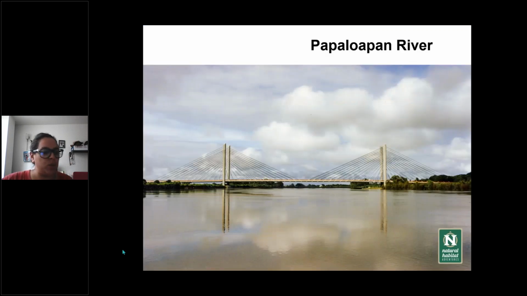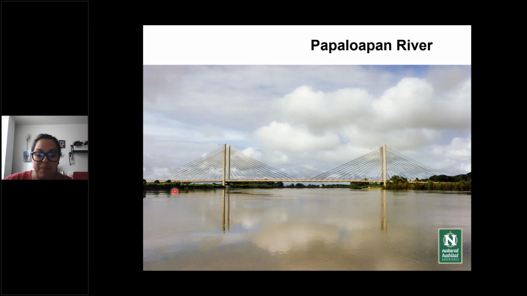Very close to Tres Zapotes, still in the state of Veracruz, we have the Papaloapan River. I consider this to be one of the most amazing rivers in Mexico. It's the second largest, the second longest, and second in terms of cubic meters of water. The first one is the Usumacinta River on the border of Guatemala and Mexico, and this is the second one, right above it on the north of the Gulf.